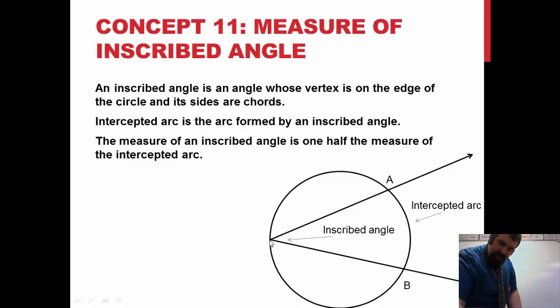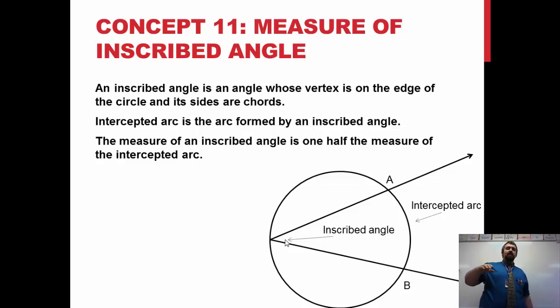Alright, I didn't put a C here, but I should have. Angle ACB is an inscribed angle because the vertex, that corner, is on the edge of the circle. And the sides of it are chords. Okay? That's an inscribed angle.